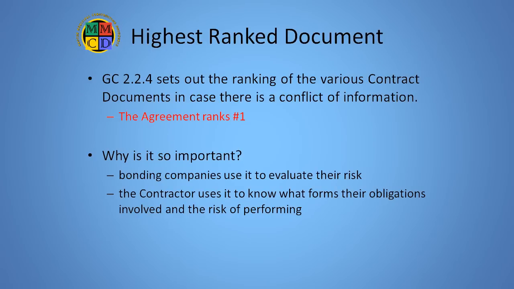I've already stressed how important this document is. In fact, it is the most important document created. General Condition 2.2.4 sets out the ranking of the various documents which make up the contract documents. In it, the agreement is ranked number 1. This means if any other document contains elements which conflict with the agreement, those conflicts are null and void, as the agreement overrules everything else.